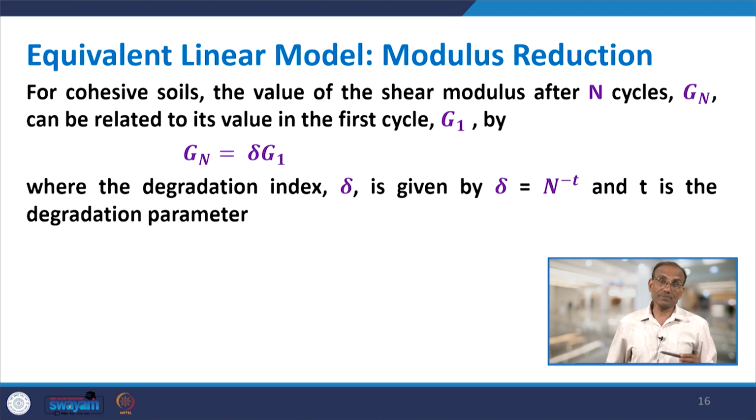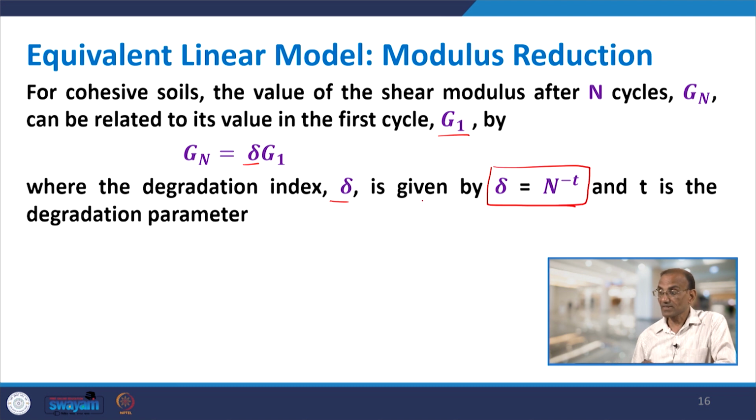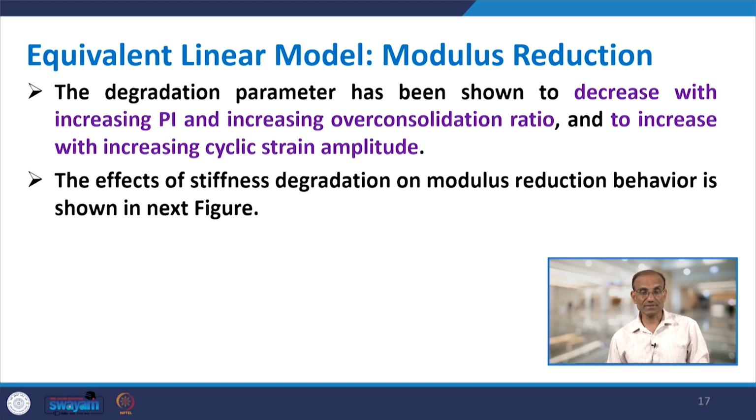Now, one of the important issues is how the shear modulus G varies with the number of cycles when you apply cyclic loading. For cohesive soils, the value of shear modulus after n cycles, Gn, can be related to its value in the first cycle, G1, multiplied by the factor delta, where delta is called the degradation index. Delta is equal to n to the power minus t, where n is the number of cycles and t is the degradation parameter. As the degradation parameter t increases, the delta value will decrease. As a result, Gn will be less than G1.